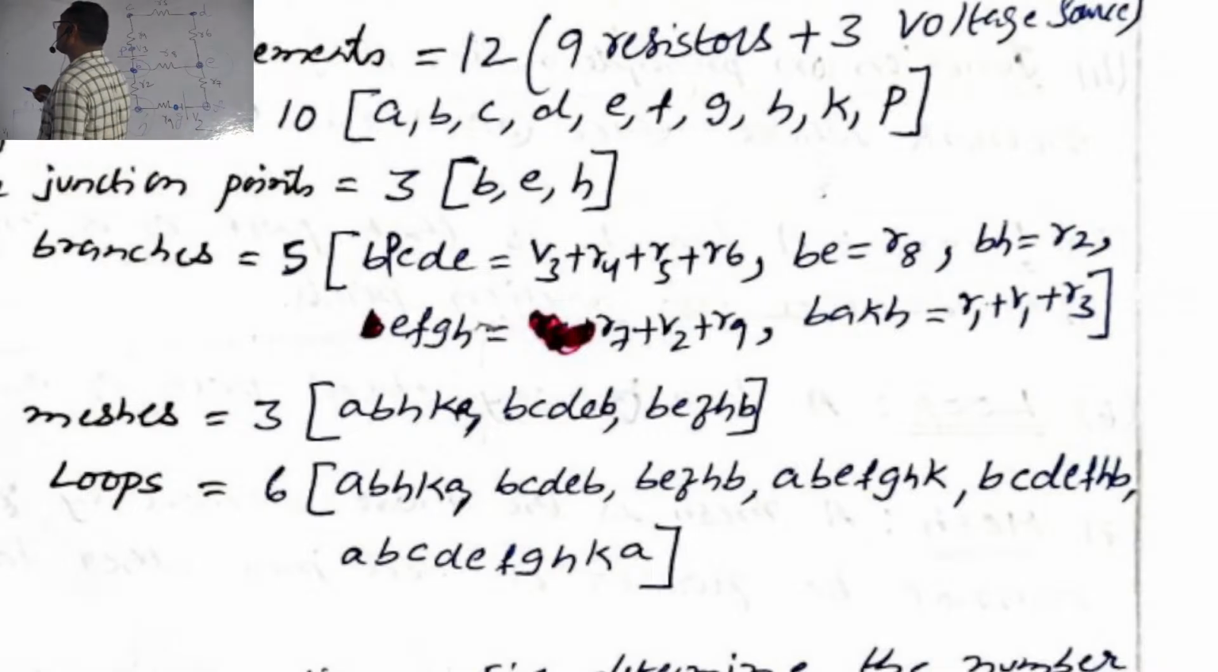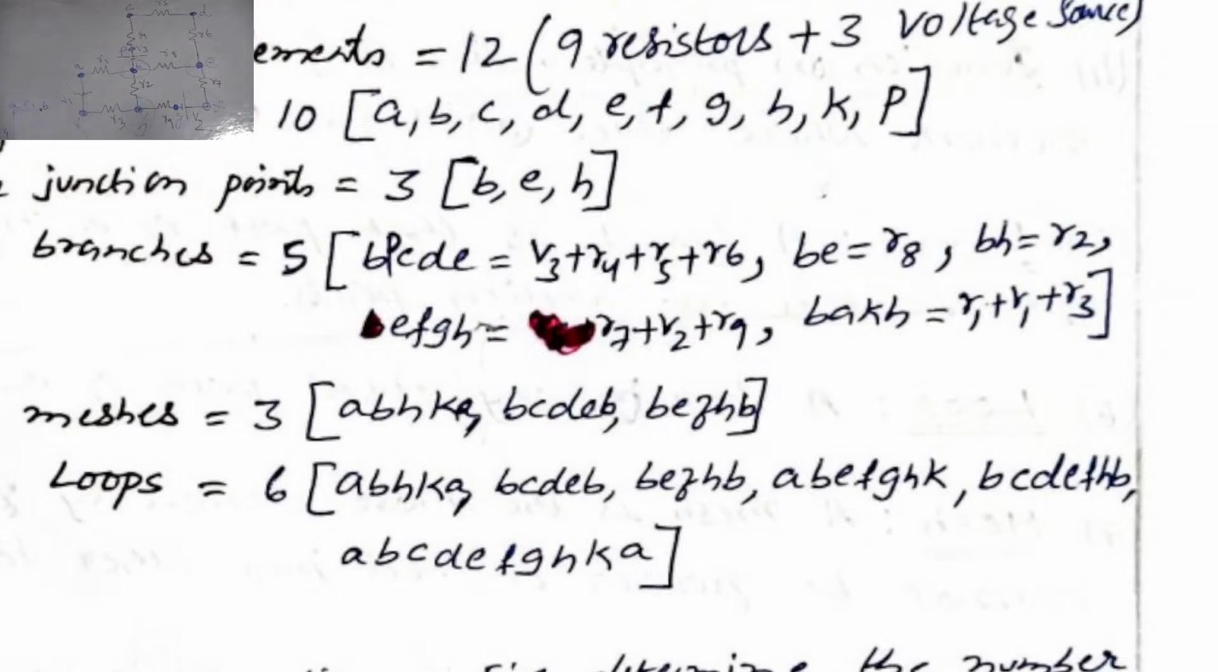BAKH. What are the elements? R1, V1, R3. Here we have A, here we have K. What are the elements present? R1 plus V1 plus R3. The last one, BAKH.